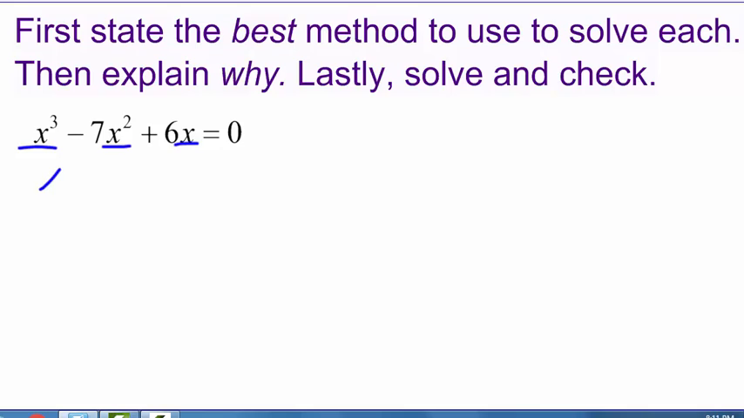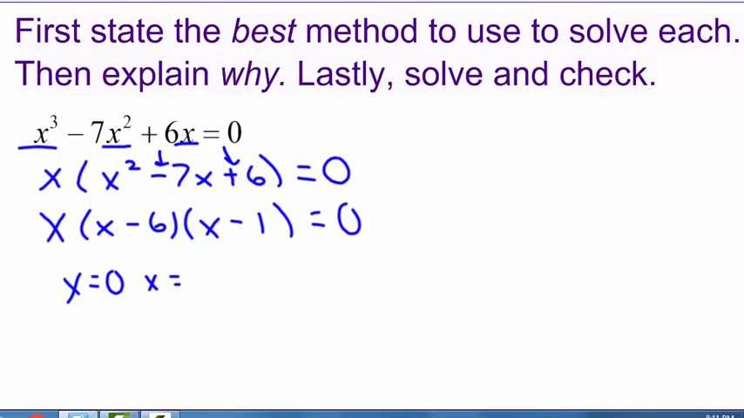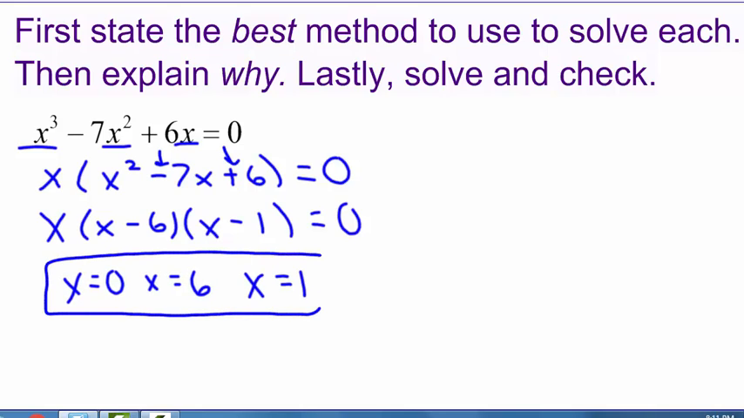In the next one, I see x's in all of them, so I'm going to take out an x. After I do that, I look, can I factor it? Positive 6, so I think that's going to be a negative and a negative because of the inside term. And 6 and 1, yeah, that gives me a negative 7 when I put it together. So I get x is 0, x is 6, x is 1.